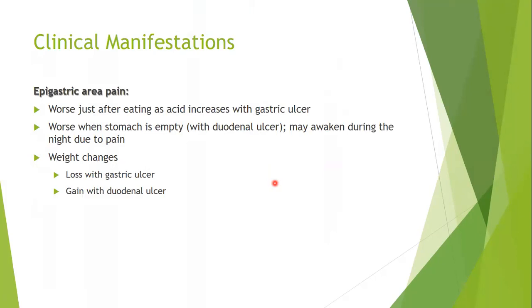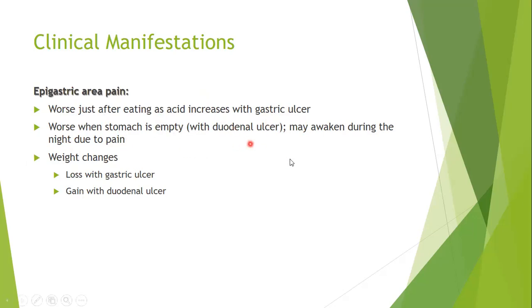What then are the signs and symptoms, the clinical manifestations of peptic ulcer disease? Number one, there will be epigastric pain. This is pain in the epigastric region, just below the xiphisternum. It is worse just after eating as acid increases with gastric ulcers. So in patients that have gastric ulcers, the pain will become worse just after eating, maybe 20 minutes after a meal, because the ulcer is in the stomach. Even as the food sits or passes through, it causes a lot of pain.